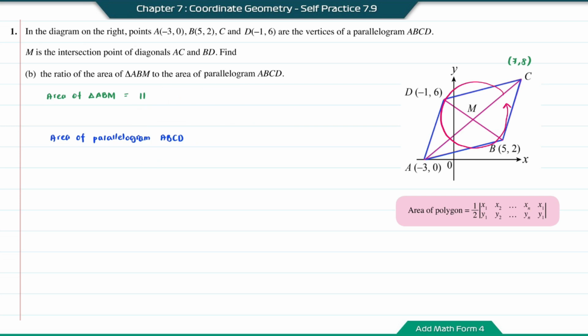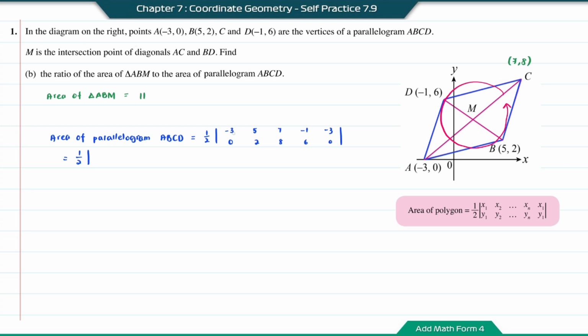And for the area of ABCD, we're going to use the coordinates anti-clockwise. So the area is equal to 1 over 2. We're going to start with the coordinates of A, -3, 0, followed by the coordinate B, 5, 2, and C, 7, 8, and D, -1, 6, and end with the first coordinate.